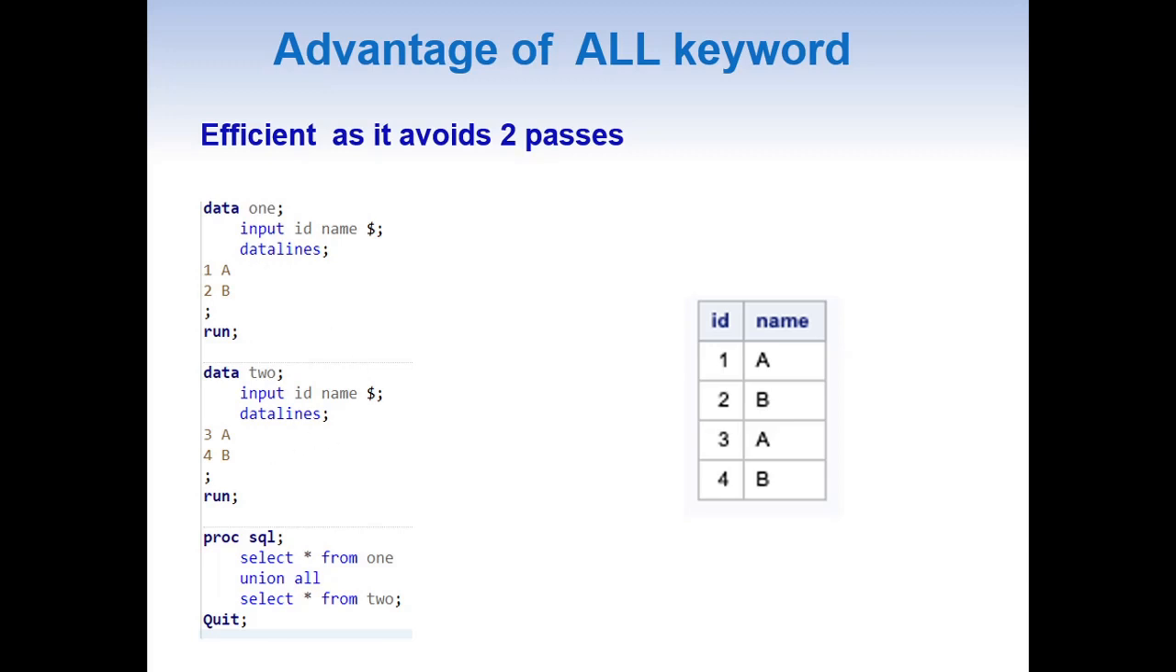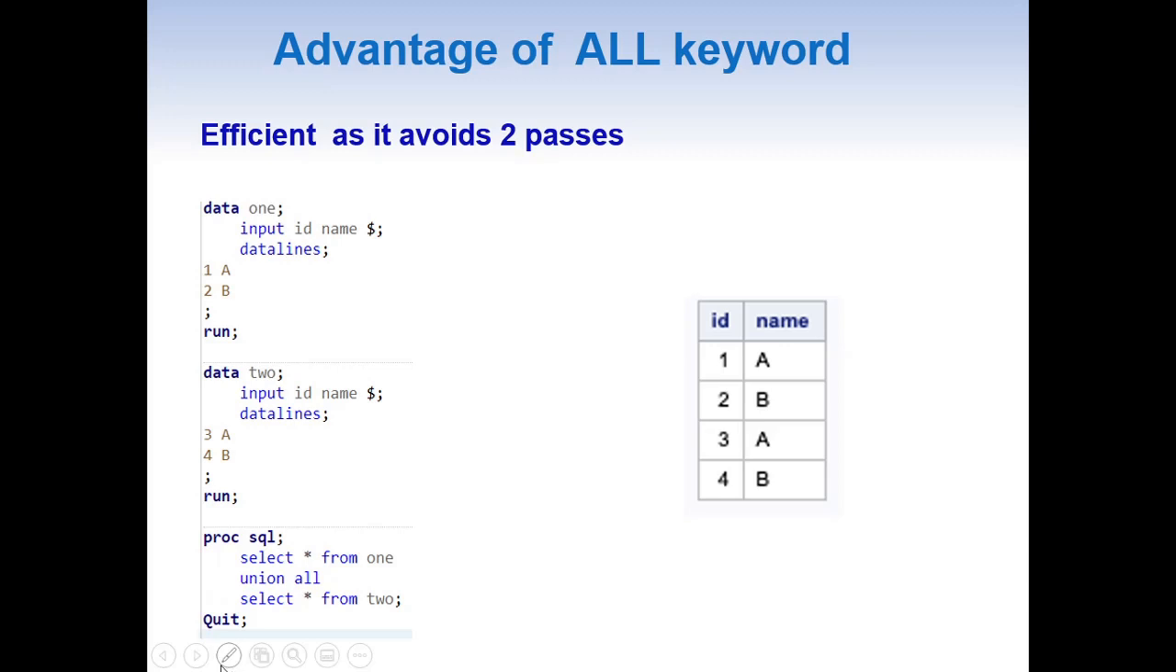For example, if you have a data set which does not have any duplicates, you can simply use union all, and it is much more efficient as it has to go only one pass. And also, if you are fine with the duplicates, then you need not use just regular union, but you can use union all. So union all will be a little bit more efficient. And as I said earlier, it is the same in the case of intersect and also except.